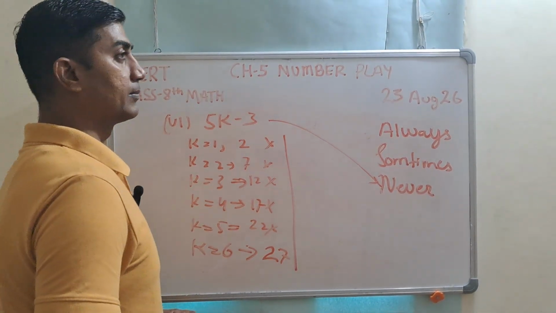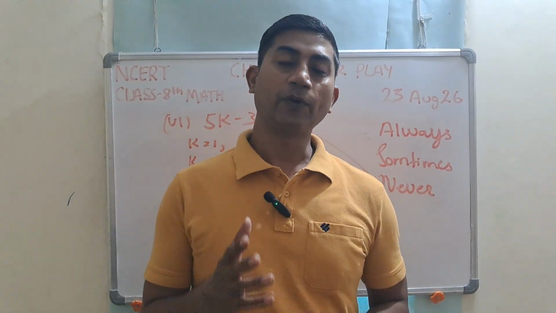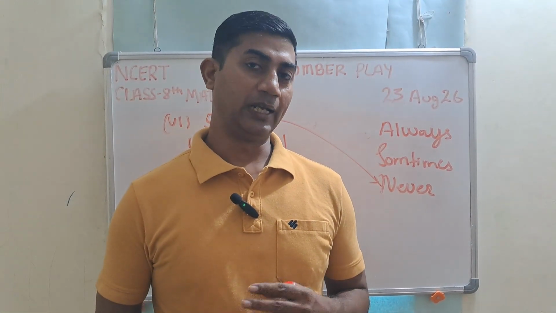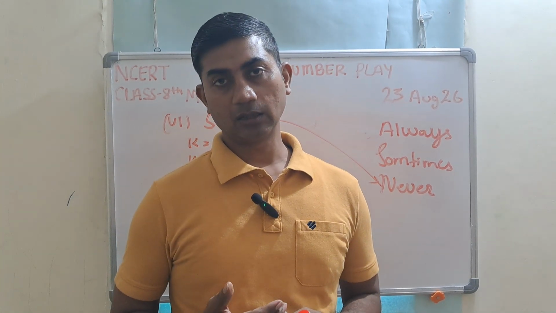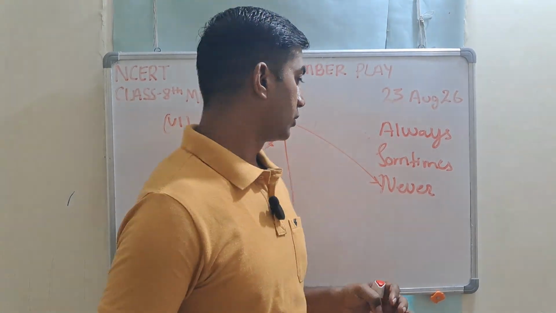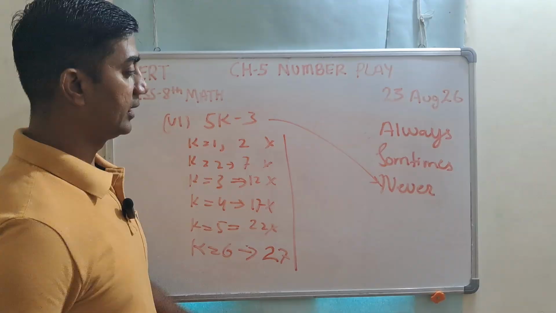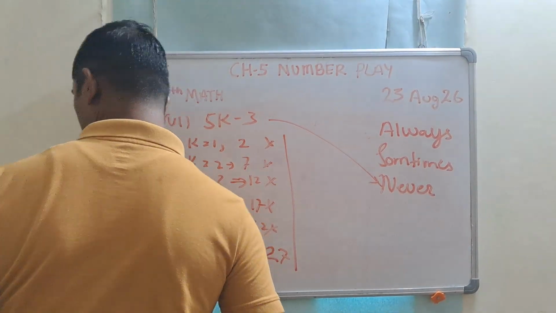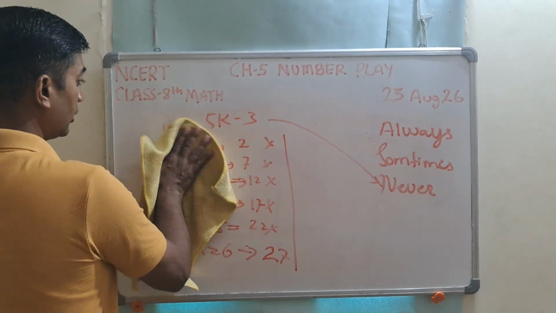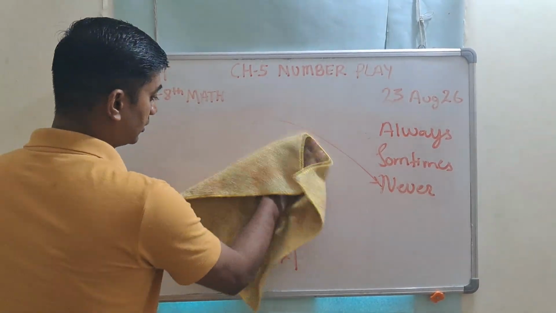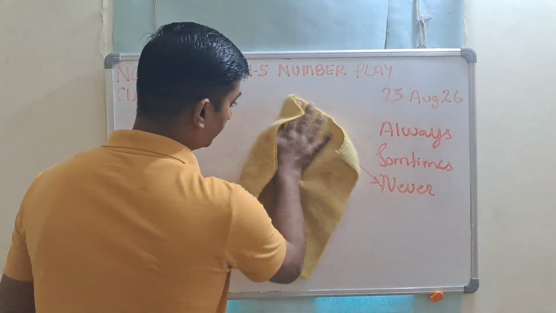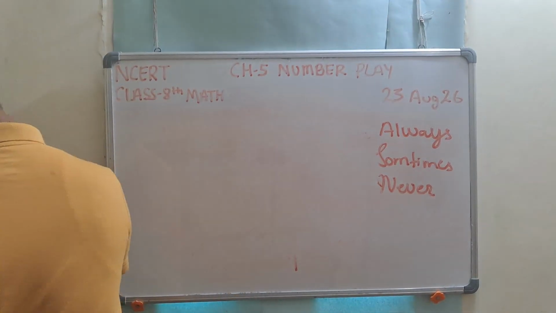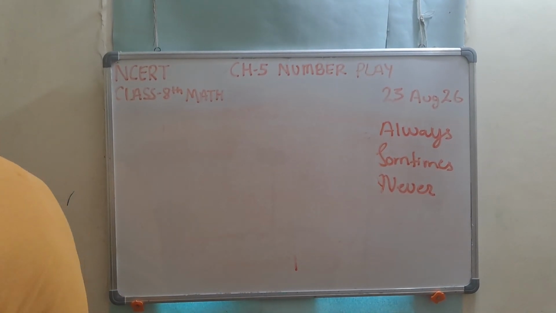So this is the case of never. What was our situation? Our situation was we have to find a number which, when divided, the remainder is 3. So in this expression we will get never this result. So this is the case of never. Now in this way we will solve the exercise which is given to us on page number 122.